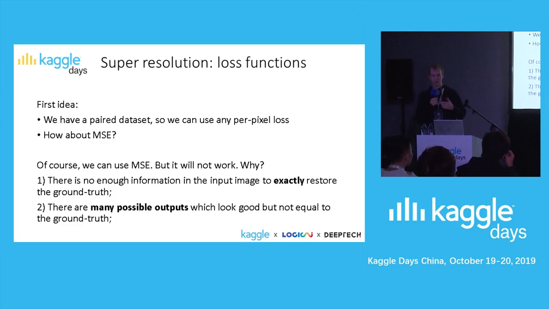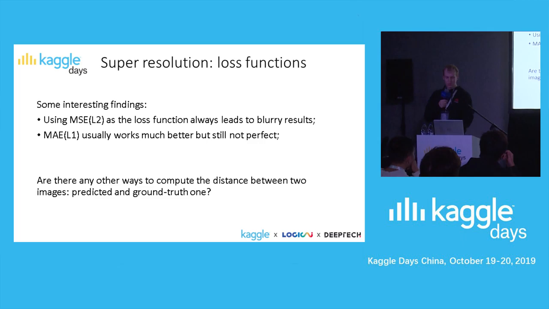Restore the ground truth, and the MSE doesn't consider pairs or groups of pixels. It just takes one pixel of the predicted image and one of the target, and measures the squared error between them. Another answer is that there are many possible outputs which can be produced from the same input low resolution images, and all such outputs will look good for the human eye.